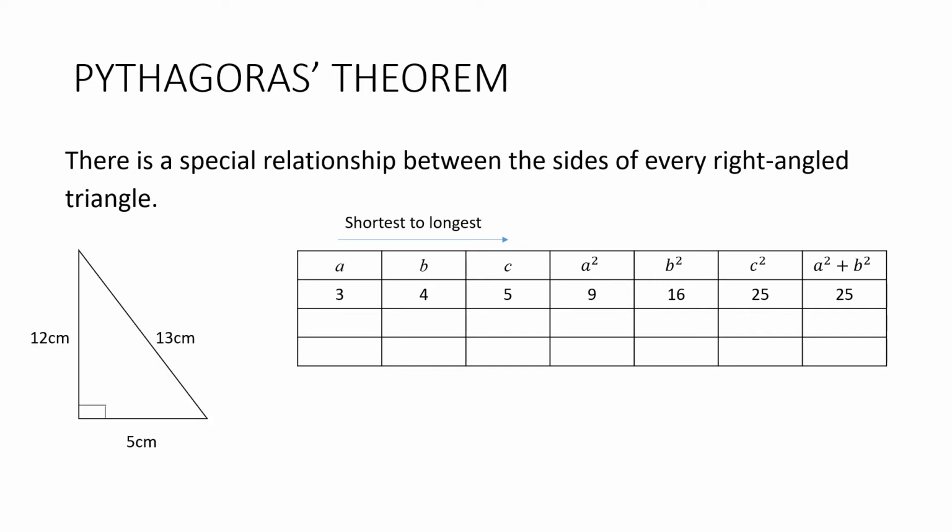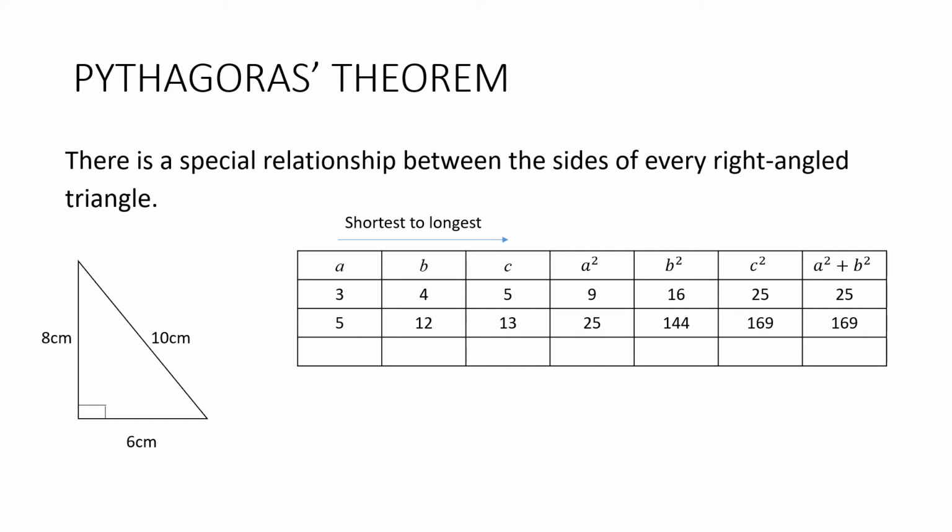Here's our second example. The side lengths of 5 centimeters, 12 centimeters, and 13 centimeters. So let's fill in our table. A is 5, B is 12, and C is 13. A squared is 25. B squared is 12 squared, which is 144, and C squared is 13 squared, which is 169. Adding up A squared and B squared, we also get 169. You're probably starting to see the pattern.